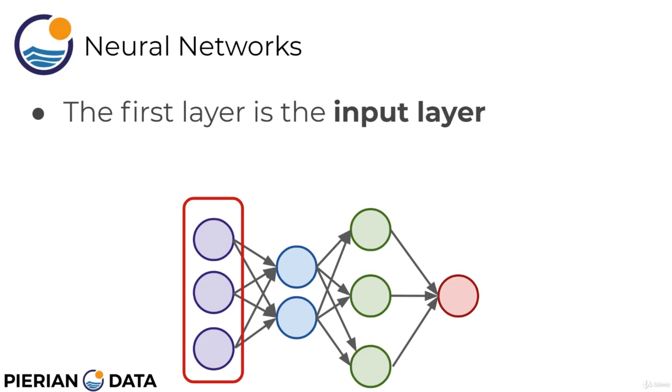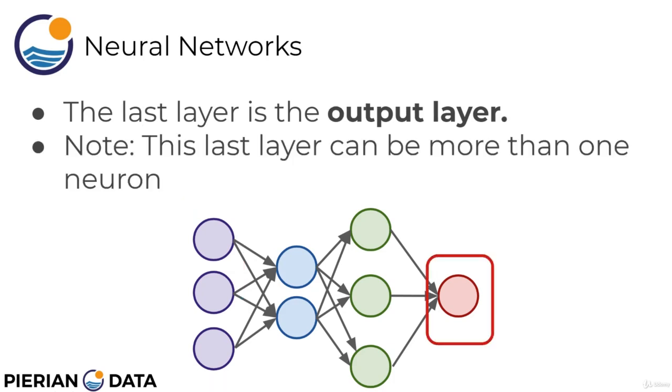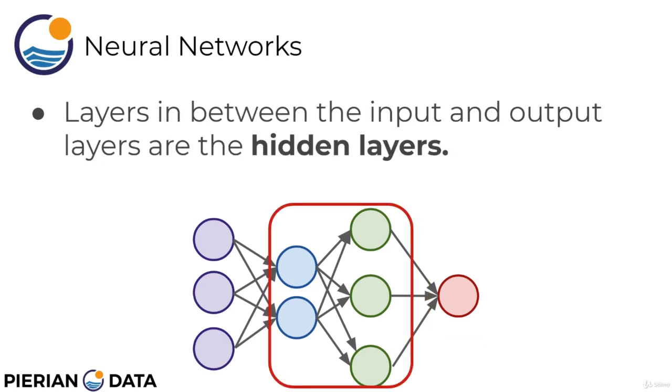So the first layer coming in is the input layer, and this is the layer that directly receives the data. And this could be things like tabular data that has features on information that you're trying to predict a label off of. The last layer is known as the output layer. And keep in mind, even though this illustration just shows one neuron in the output layer, this last layer can be more than one neuron, especially when we're dealing with things like multi-class classification. Then, any layers in between the input layer and the output layer are known as hidden layers.